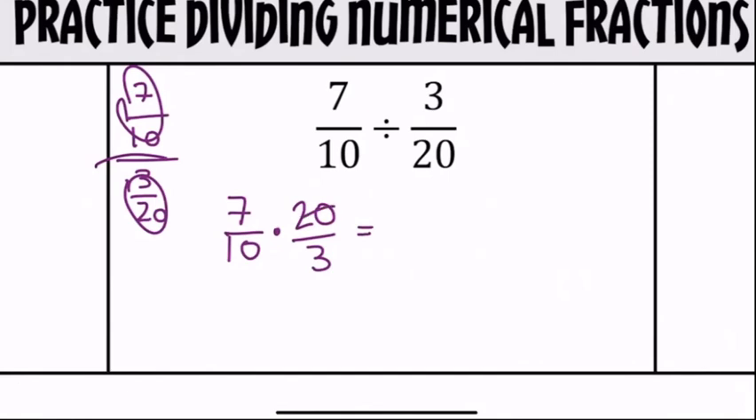And then on this one, these will simplify. 10 divided by 10 is 1. 20 divided by 10 is 2. And then multiply across the top, we get 14. And across the bottom, we get 3.